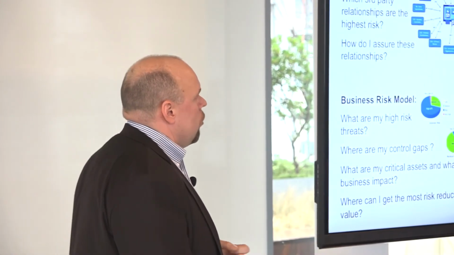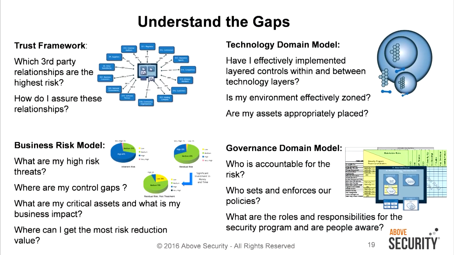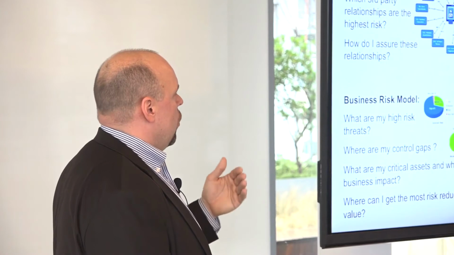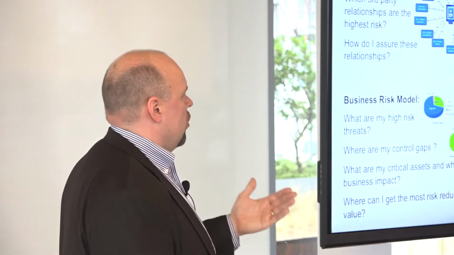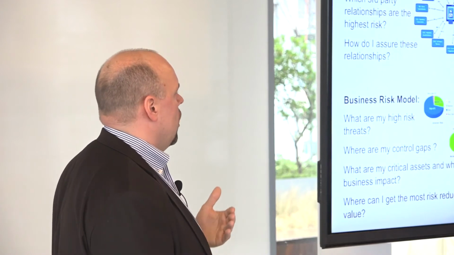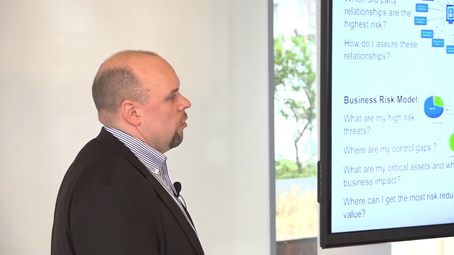The second area is around my trust framework. So now I look at the gaps associated with my third-party relationships, which ones are the highest risk ones, which I should focus energy on, and how I'm actually assuring those relationships. Do I have the appropriate contracts in place? Do I have mechanisms in those contracts associated with right to audit to actually demonstrate that they're compliant with my control requirements, to actually do something on an ongoing basis to provide assurance?